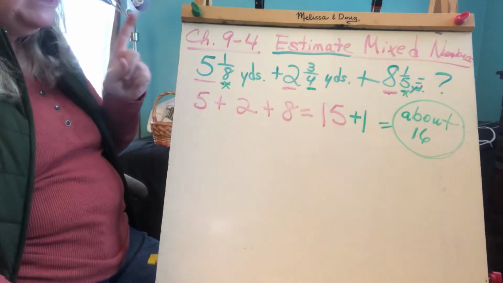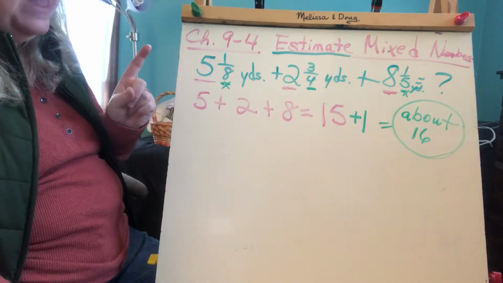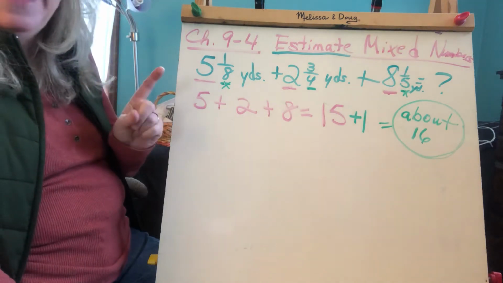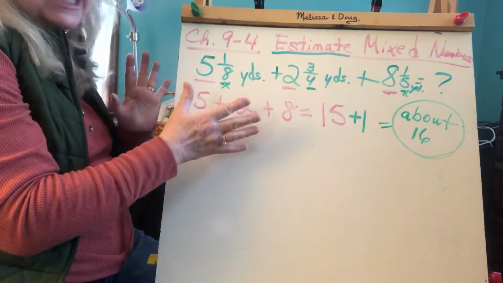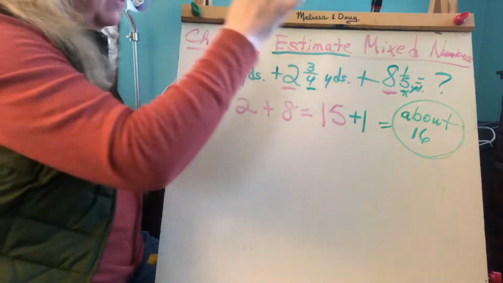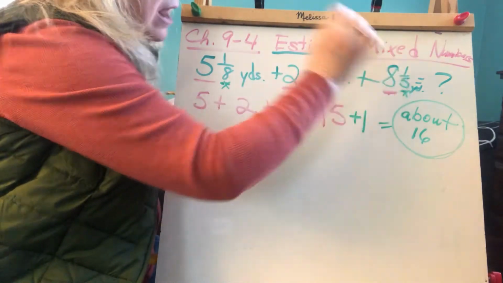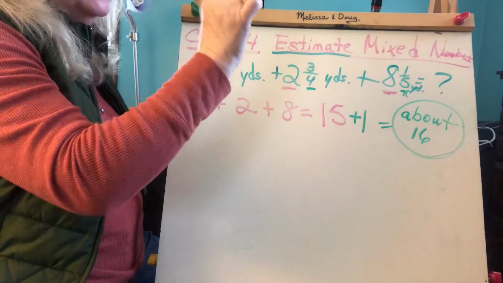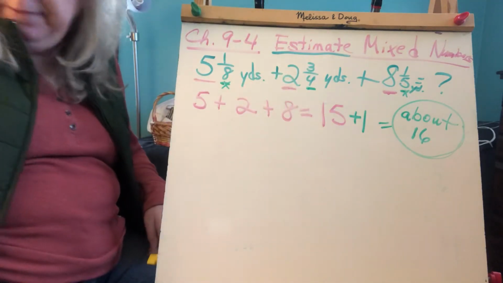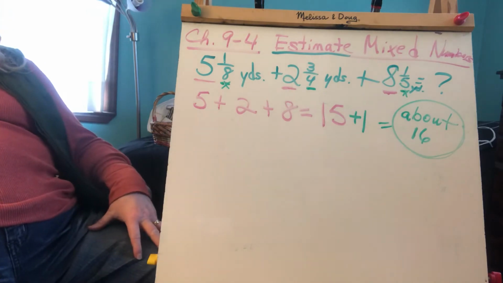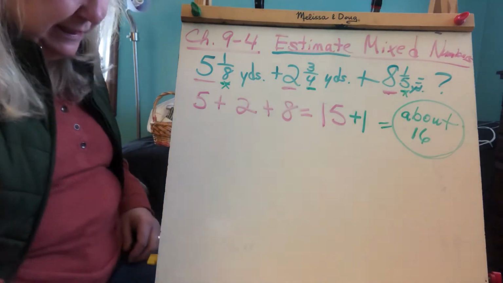Now, it is important that you put the word about in your estimate. Otherwise, you're telling the person looking at your work that 5 1/8 plus 2 3/4 plus 8 1/5 equals 16 if you don't put that about in there. Okay? Well, what if you were given something like this instead?